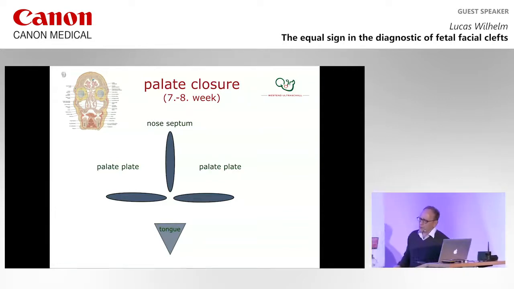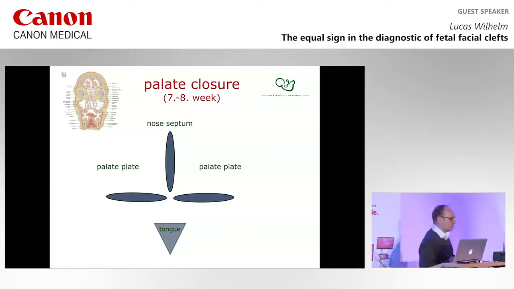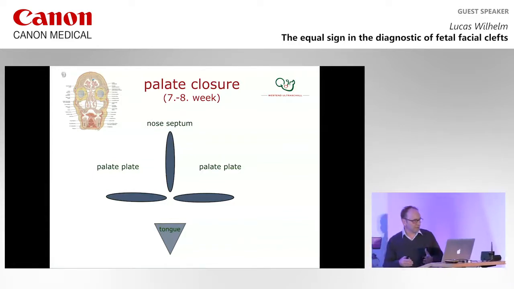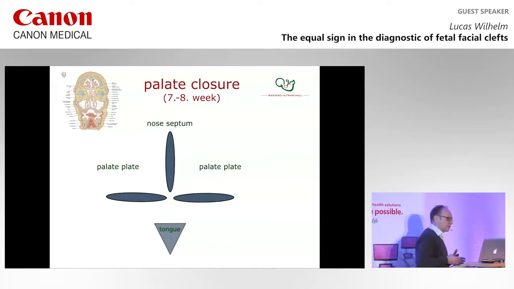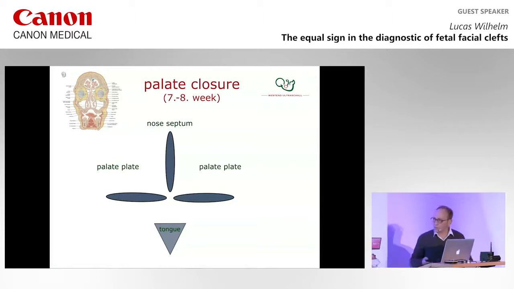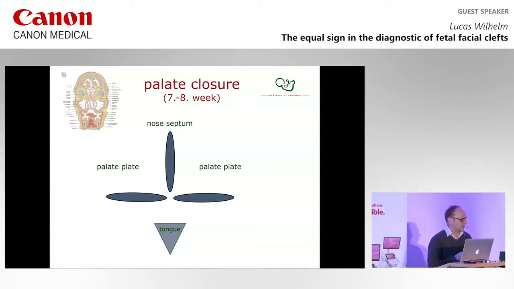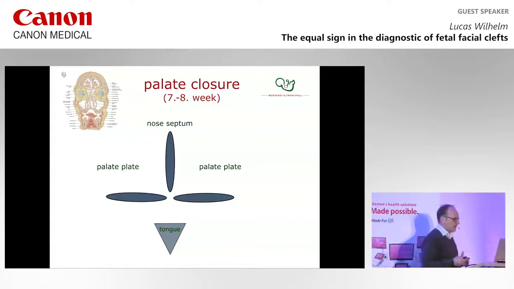So that's why the sinking of the tongue depends on the size and the growth of the mandibula. That's why fetuses with smaller mandibulas often have disturbed closure of the palate. So one of the indications is microretrognathia. All fetuses with microretrognathia are suspicious to have isolated cleft palate.